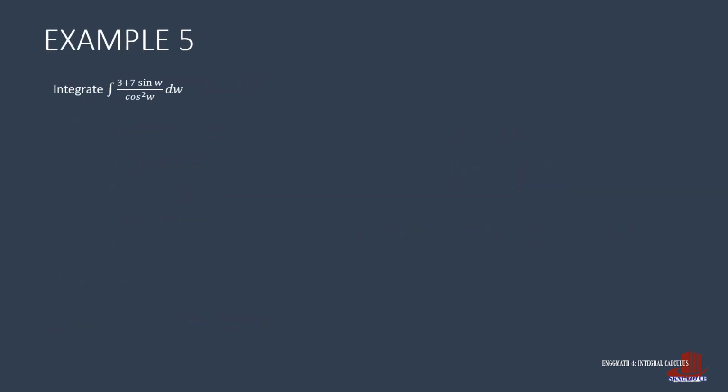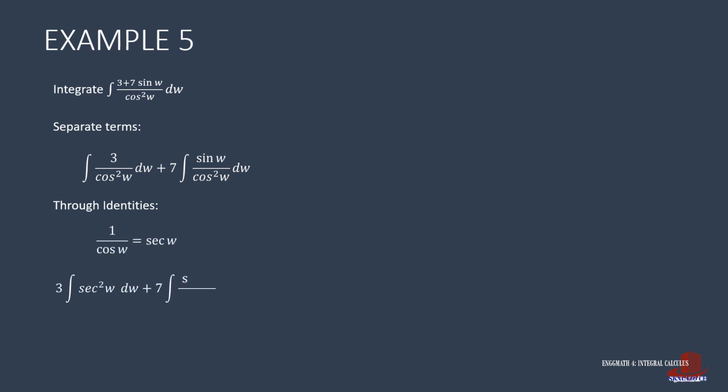Example 5 requires the antiderivative of the quantity 3 plus 7 sine of w over cosine squared of w dw. First off, make two simpler terms according to the numerator. So there are the integral of 3 dw over cosine squared of w plus 7 with the integral of sine w dw over the square of cosine w. For the first term, employ the basic identity that the reciprocal of cosine w is secant w.